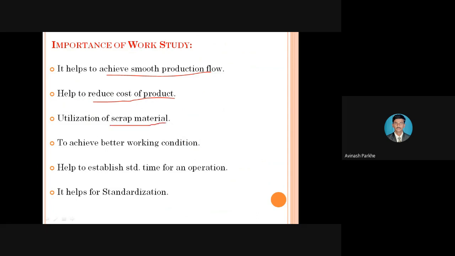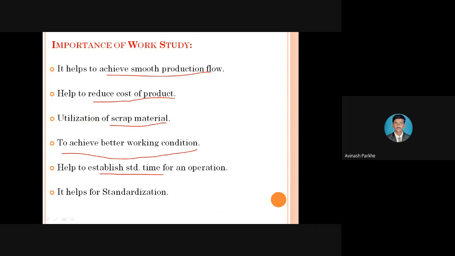Then utilization of scrap or the material. If I eliminate the unnecessary operations, or in minimum time if I achieve the maximum product, then also the scrap material of that particular product can be reduced. To achieve better working conditions, wherever the operators are doing their particular job, which type of working stations are provided, which type of machines are provided, which types of working conditions are there, that is also considered in the form of work study.